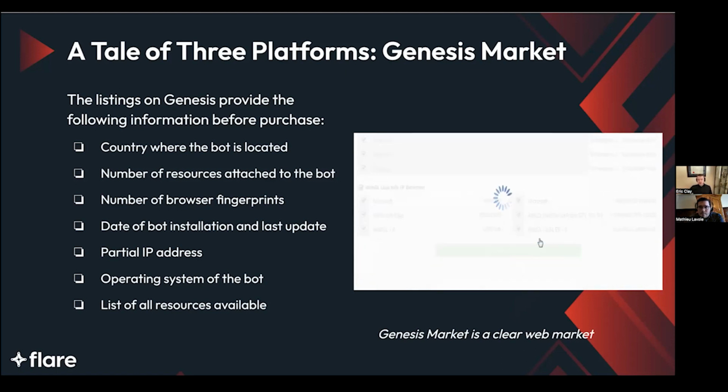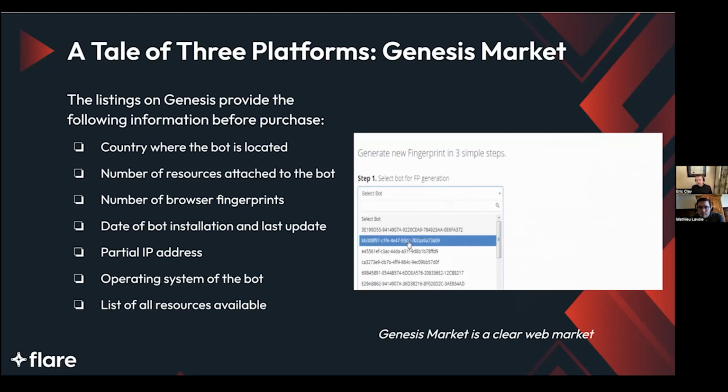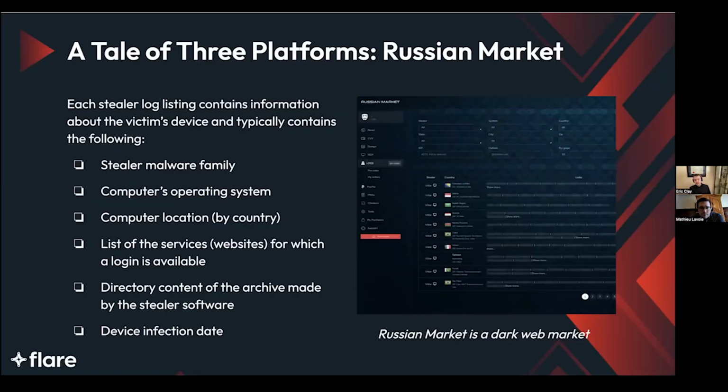Things are getting very, very commodified, and it's almost like interacting with a real-world company, which is very interesting compared to these really traditional dark web markets where you're paying X amount and you're getting stolen credentials, and there's not a lot of additional customer support provided. Now, the second one that Matthew briefly touched on here to talk about is Russian Market.